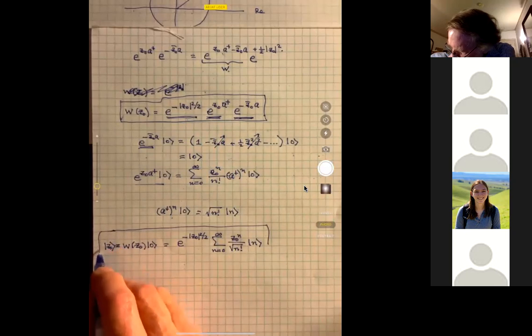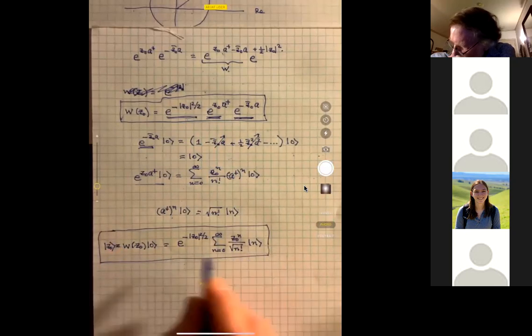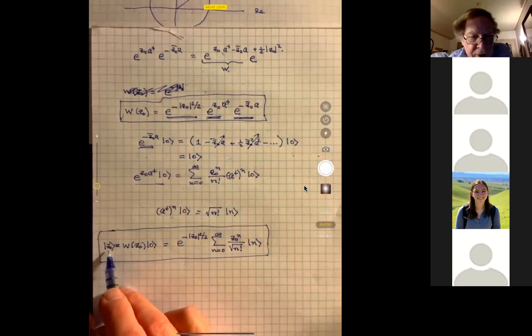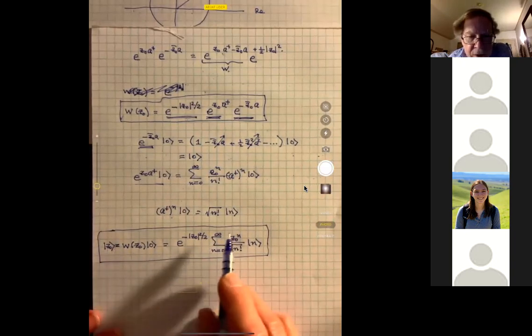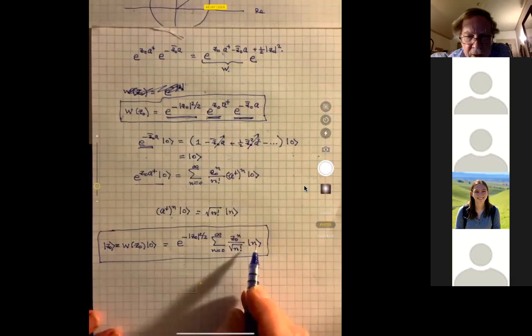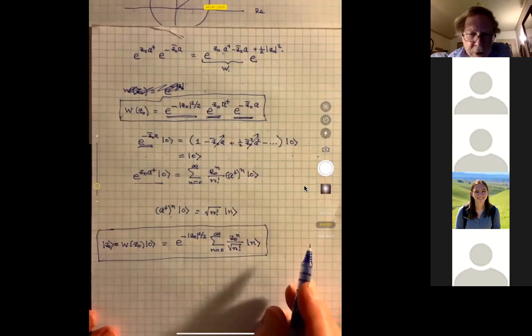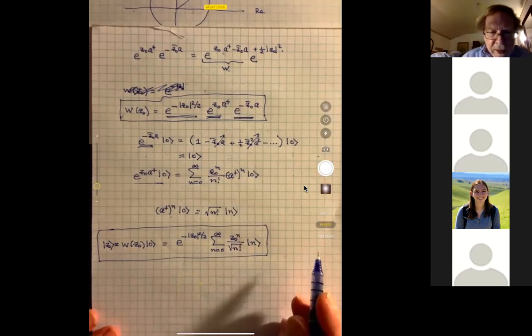This is an interesting formula because it's an explicit expansion of the coherent state with the given expectation values of position and momentum as a linear combination of harmonic oscillator eigenstates. And notice we didn't have to use any complicated formulas with Hermite polynomials or anything like that to make this come out.